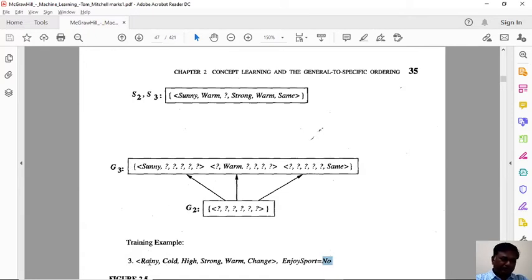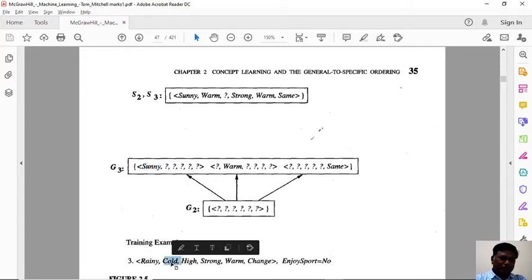See, third day, first attribute is rainy. Rainy means you are not enjoying the sport. For what value could you have enjoyed the sport? Till S2, what we have seen already: if sunny, you enjoy the sport, right? Third day you are observing it is rainy, you are not enjoying. Instead of rainy, if it is sunny, you can enjoy. So you are generalizing the first variable as sunny.